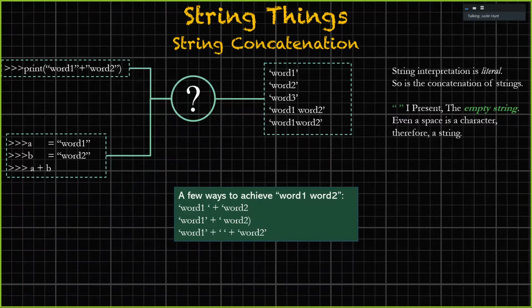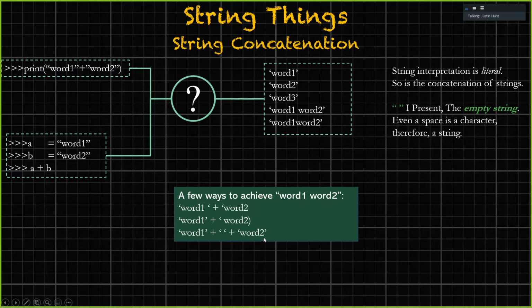If you wanted to achieve a space between word1 and word2, like answer D here, there are a few ways to do it, of course. One would be to make word1 then a space and then a quote, because that empty character is still part of the string sequence. And then you could just do plus word2. Alternatively, you could do the exact opposite: word1, tight quotes, plus quote space, and then word2. Oops, I forgot apostrophes here. Shame on me. Bad lecture, bad lecture.